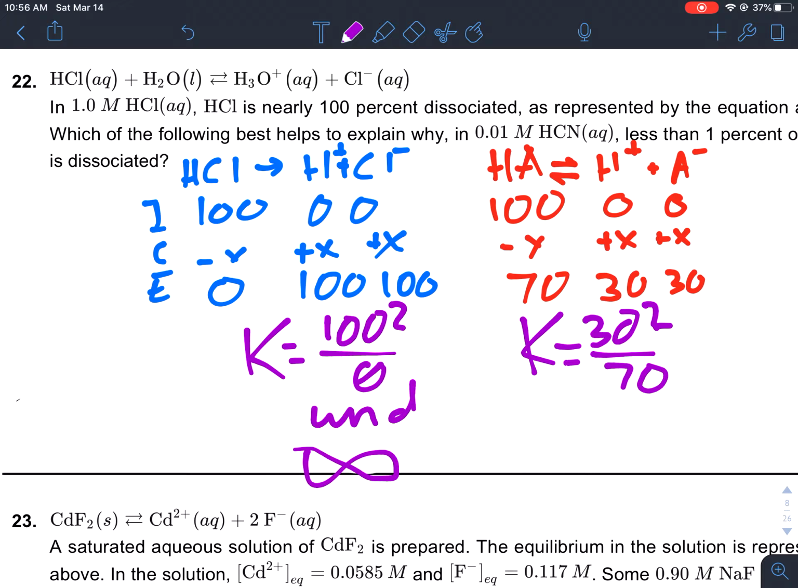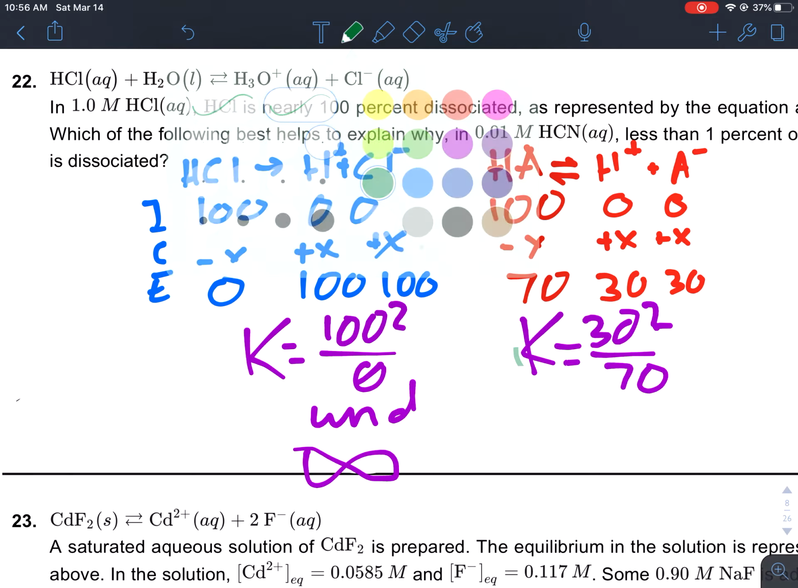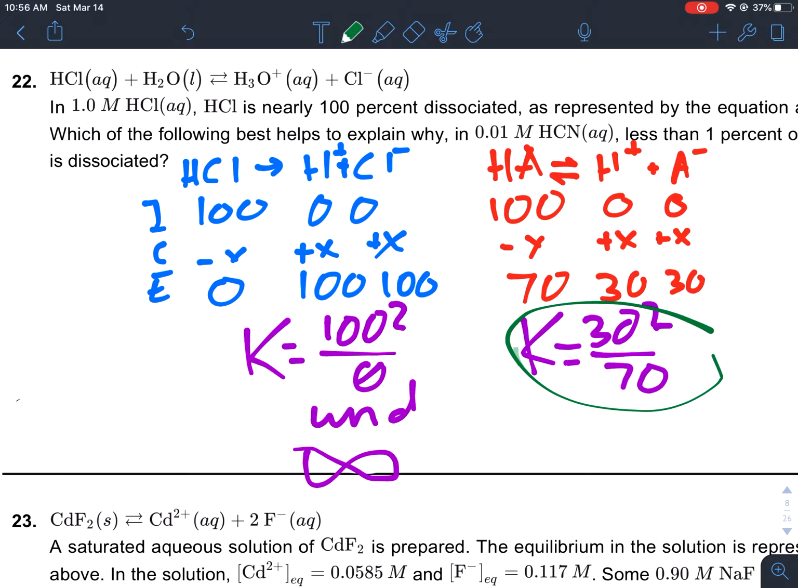On number 22, it says, which of the following best helps to explain why less than 1% of HCN is dissociated? Why would it be less dissociated? Well, it all has to do with this K, products over reactants, right? This products over reactants is so big, it's undefined. The correct answer is C. The equilibrium constant for the dissociation of HCN is much smaller.